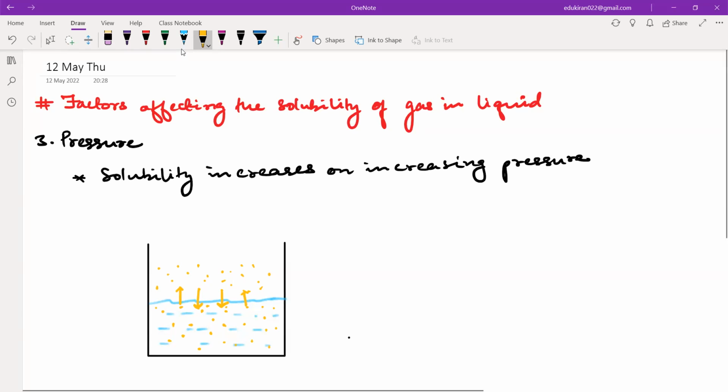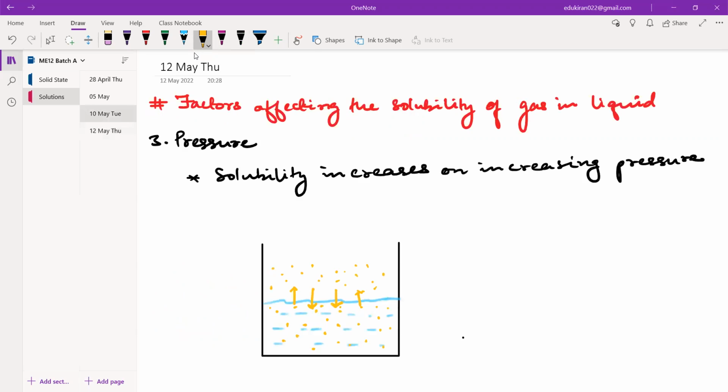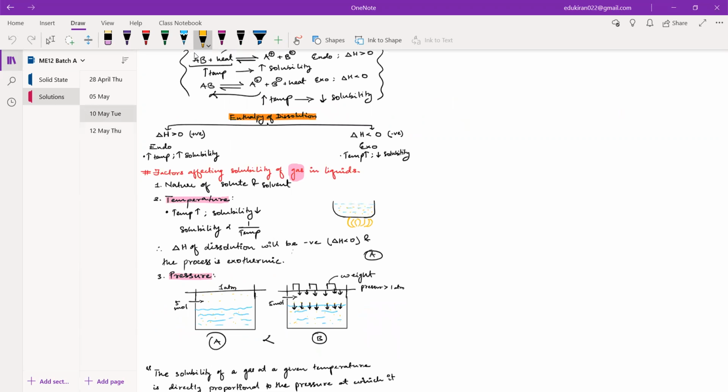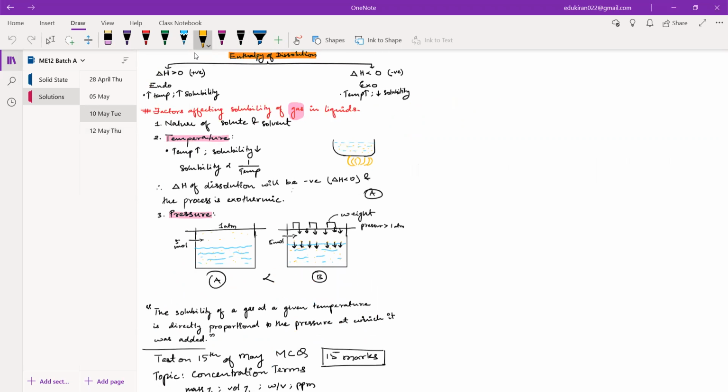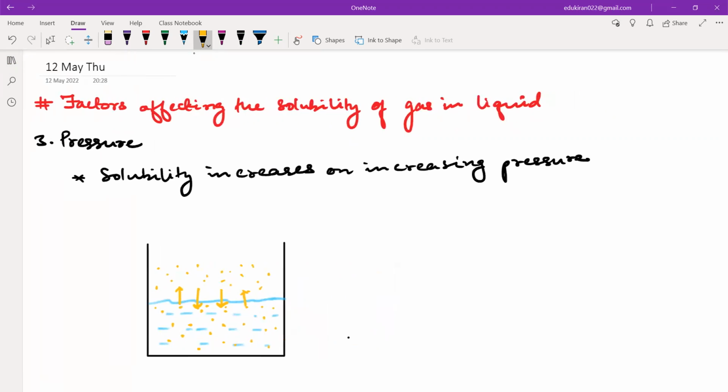No doubt, right? Okay. Now, we also said in the last lecture, if you remember, that the solubility of a gas at a given temperature is directly proportional to the pressure at which it was added. So the gas molecules above the solution will be exerting some pressure on the walls, and the same pressure it will be exerting on the surface of water, right?